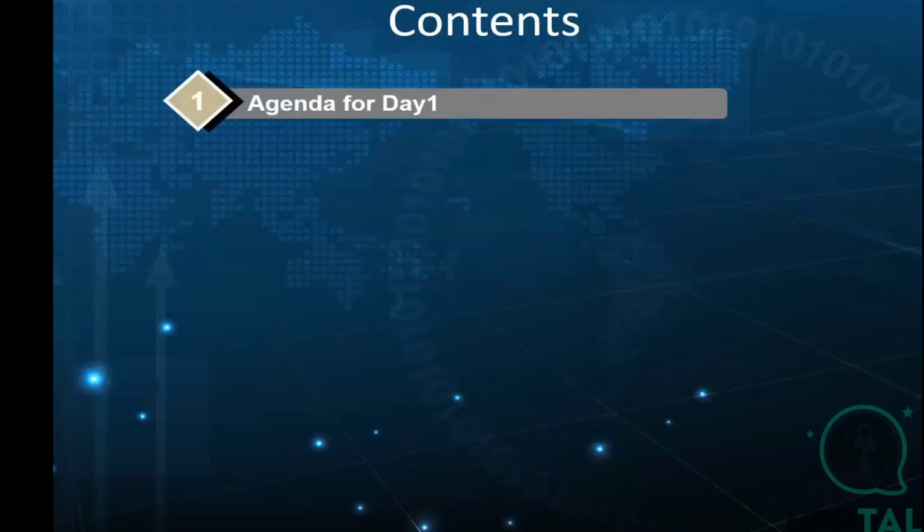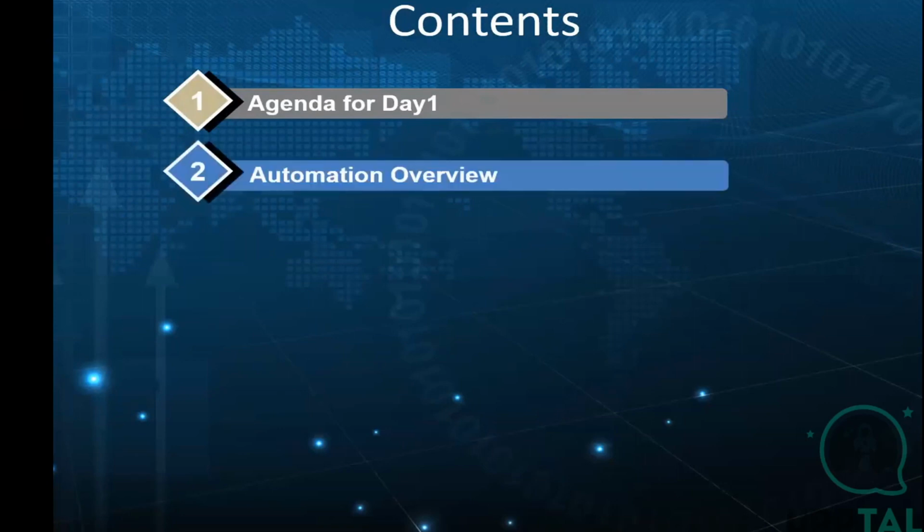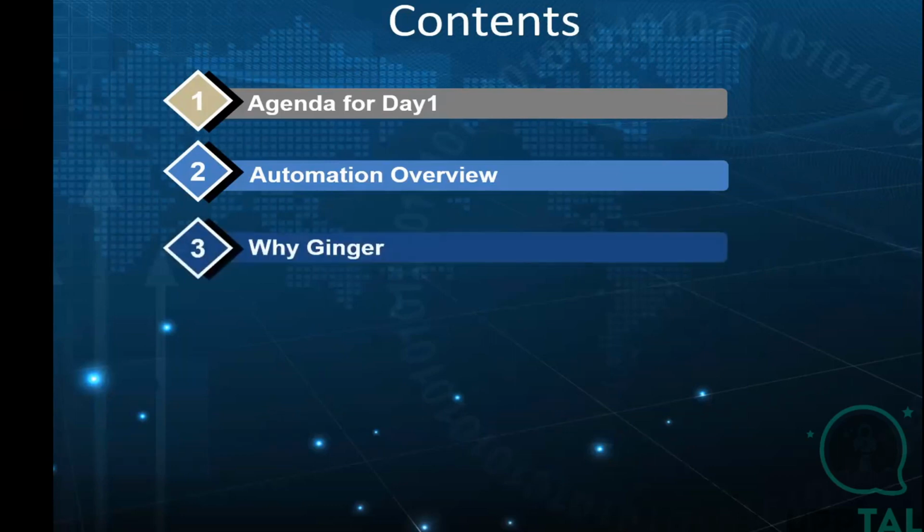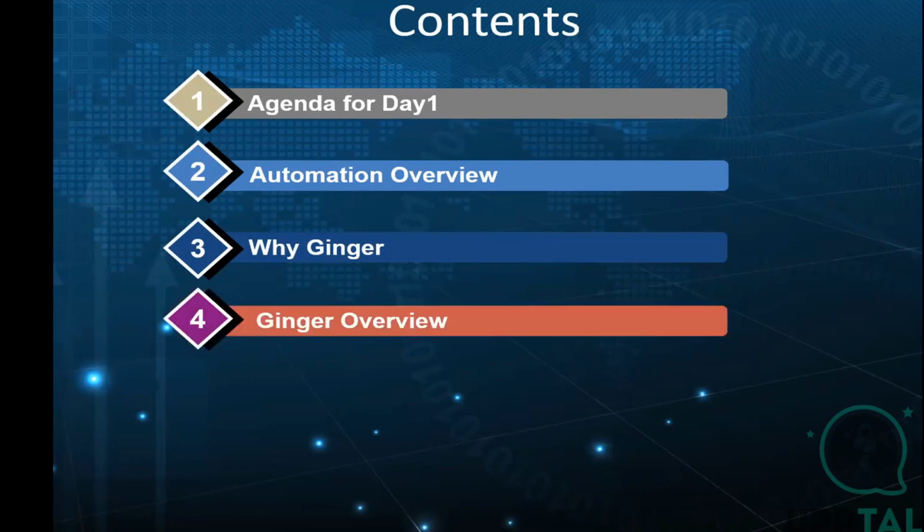The contents will be: we will discuss the agenda of day one. Then we will discuss the automation overview: what the different automation techniques are, how we can automate an application, like the planning part I was just briefing you about. Then we have why Ginger, why we are using this tool Ginger for automation. Then what Ginger is, basically the Ginger overview, which we will discuss in the next part.